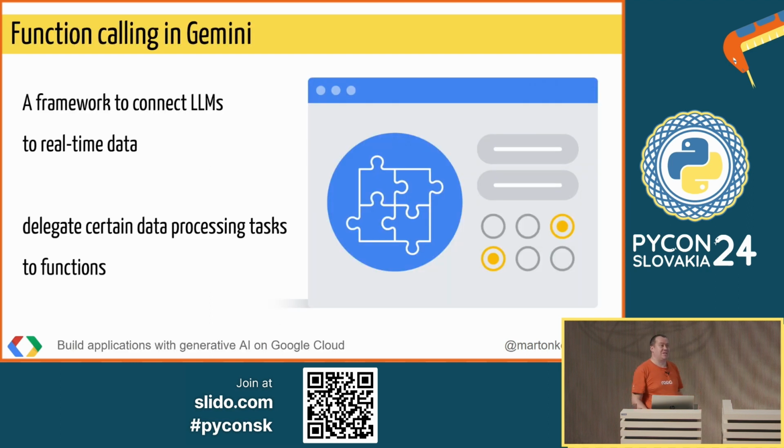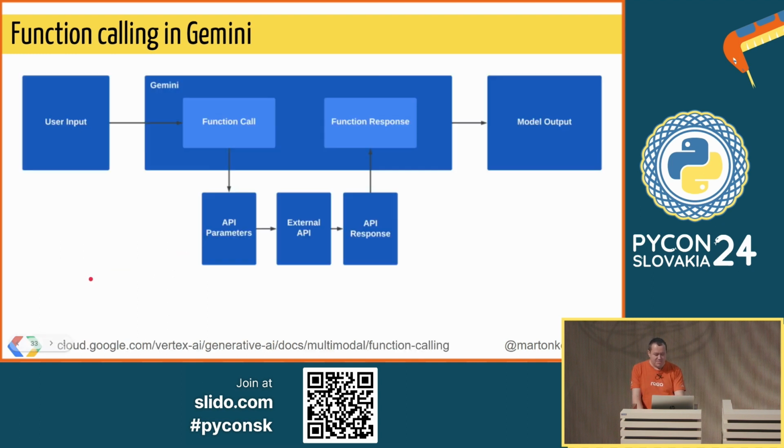Function calling. So, function calling means that I can ask and I can route my functions. Eventually, it's a framework to connect an LLM to real-time data and delegate certain data processing tasks to functions. User input, Gemini knows about function A, let's say, and it decides to use the function, and the function is an external API, and the response is fed back to Gemini, and then the model output is created. What is essential, and people always ask me, the function runs on your own machine. So it doesn't run on Gemini.